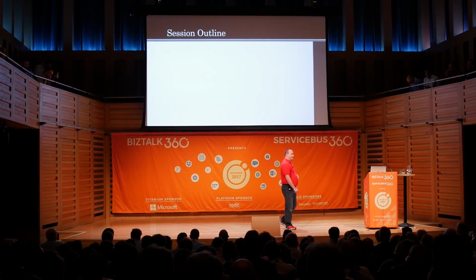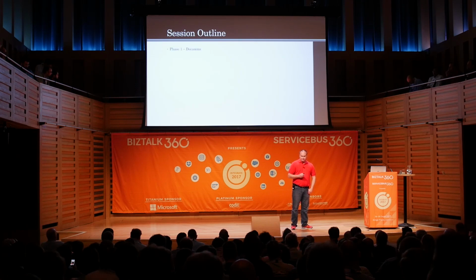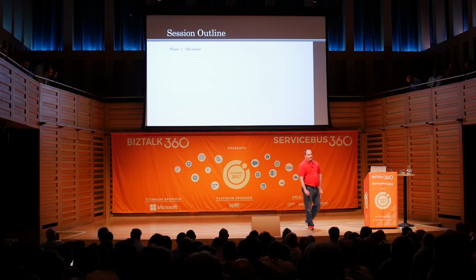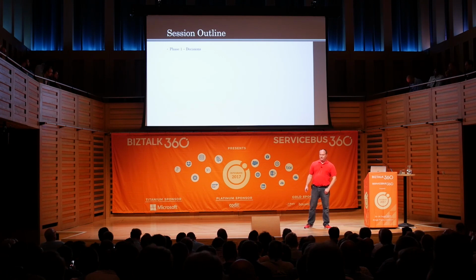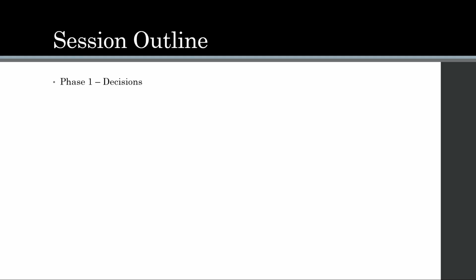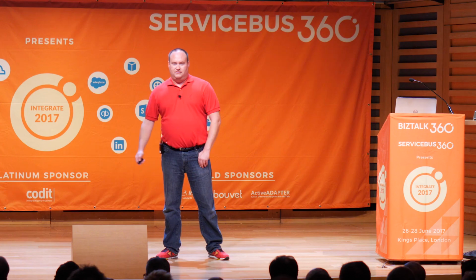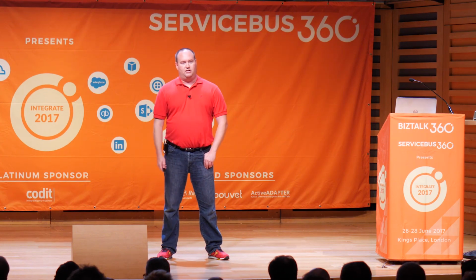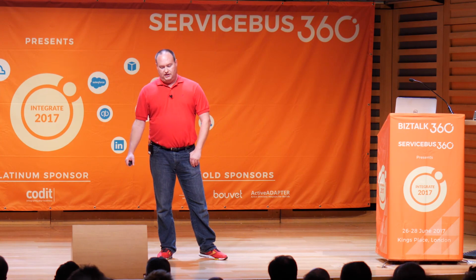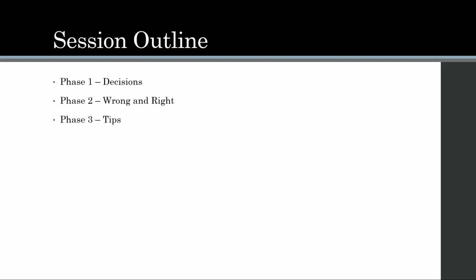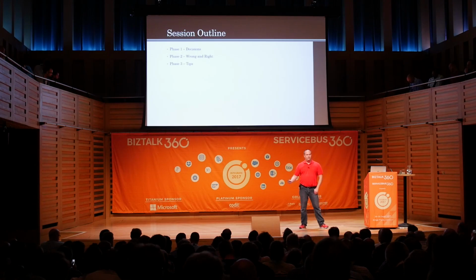So with that, let's jump into what we're going to talk about in this session. First off, I broke it up into 3 phases. The first phase is the decision phase, where we analyze what's the best technology to use to solve our problem. Then we have the wrong and right phase. This is where we look back at what we did and look at what we did right, what we did wrong, and how we can make improvements on that. And last, we have the tips segment. In this phase, we look at some tips that I sure wish I knew before I went out and tried to build my first production logic app.